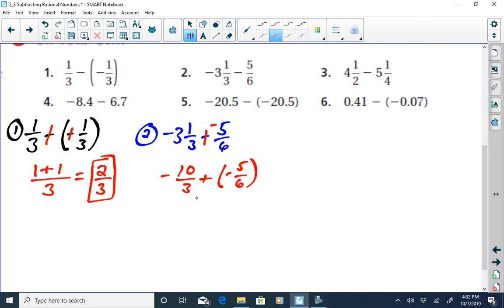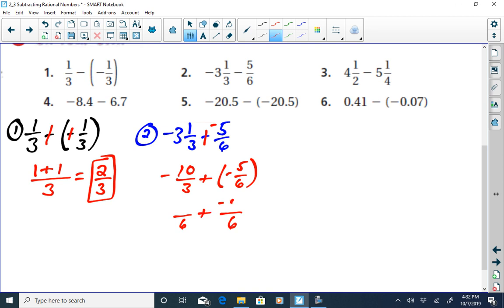Now I have to recognize that I do not have fractions with a common denominator. And if we want to add or subtract fractions, we have to have the denominators the same. So I look for the least common multiple of the denominators, which are 3 and 6. The least common multiple for 3 and 6 is going to be 6. So that means each of my new fractions has to have a denominator of 6.